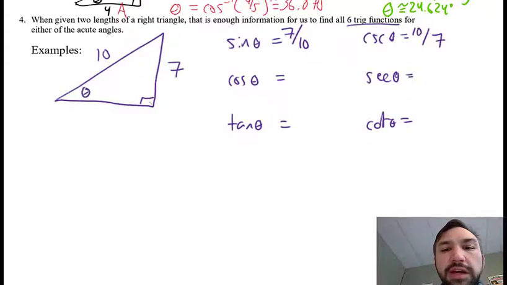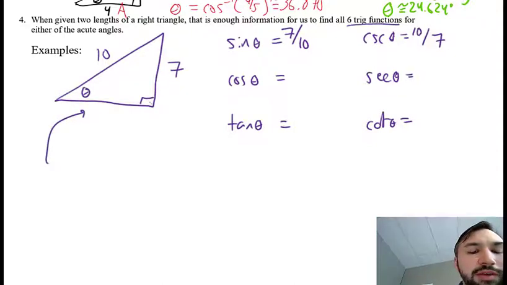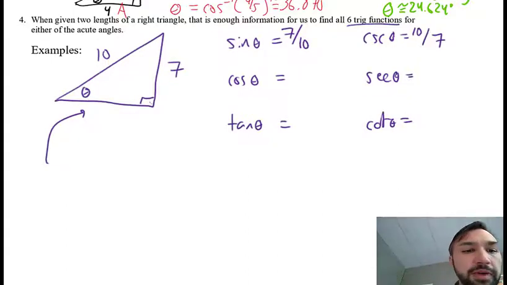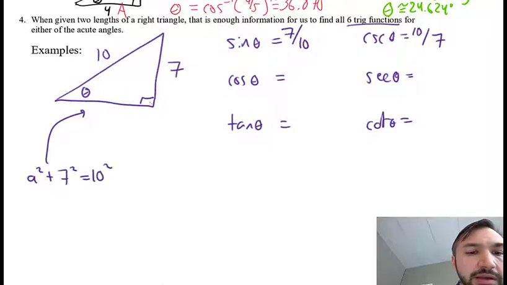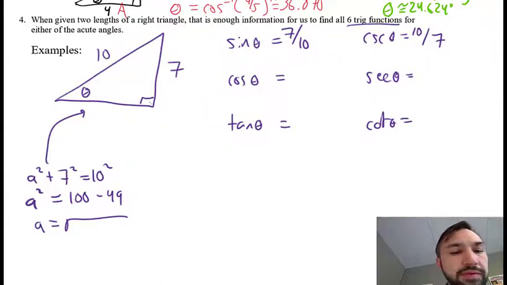But to find the other ones, I'm going to need to know adjacent. Cosine is adjacent over hypotenuse, tangent is opposite over adjacent. They both need adjacent. So if I want to know this side, and I know 2 of 3 lengths of a right triangle, we can do Pythagorean theorem. Very useful tool for us even in pre-calculus. Alright, so what's that? 51, square root of 51.